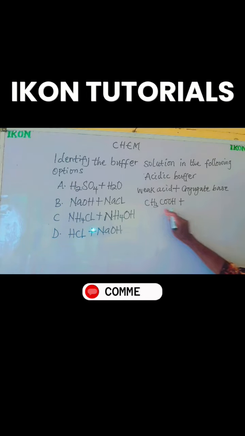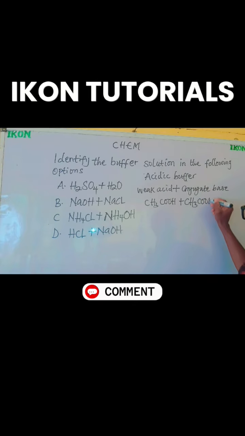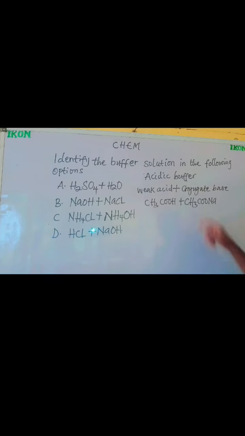So let me form a conjugate base from this weak acid. I have CH3COONa. So this one is what? A conjugate base from this weak acid, sodium ethanoate.